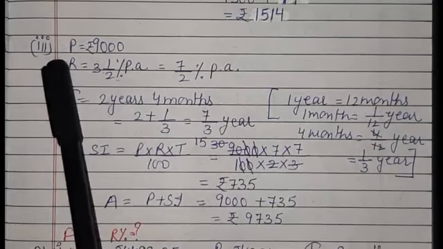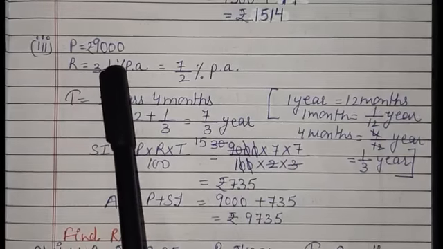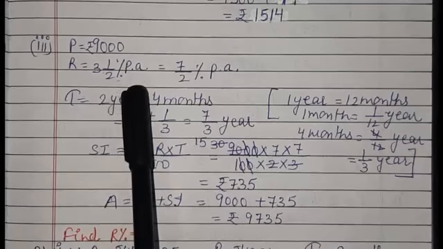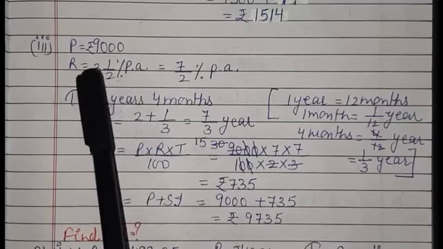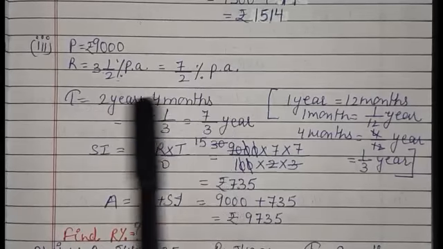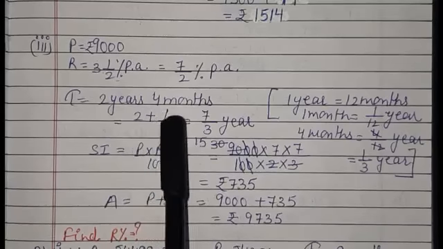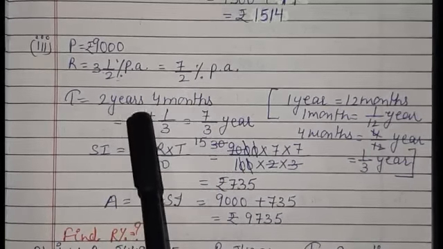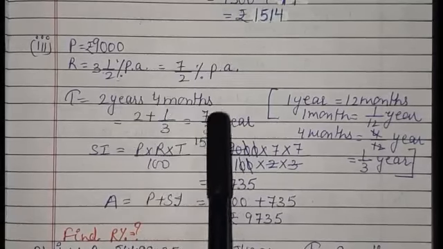Similarly, third part, here principal is given 9000, rate of interest is given 3 whole 1 upon 2% per annum. Convert into improper fraction, it will be 7 by 2% per annum. Time is given 2 years, 4 months. Now again we have to convert this 2 years, 4 months in years only.